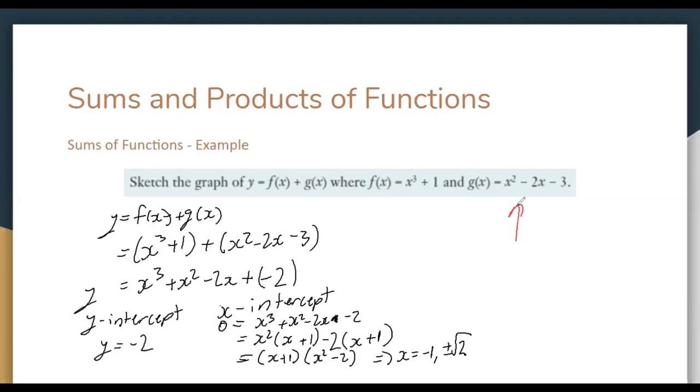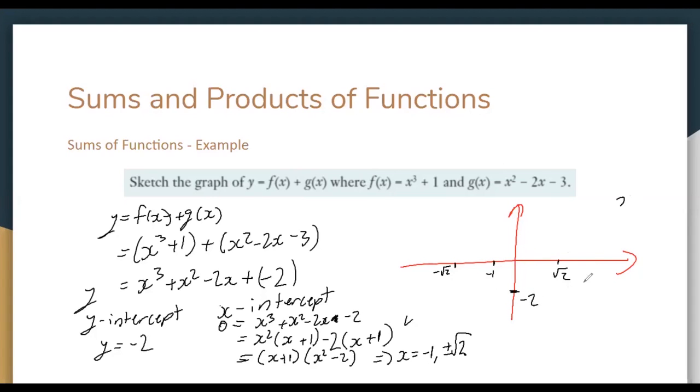So now let's graph this. We know it's a cubic and it's got a positive coefficient in front of x cubed, which means it's going to start down here and end up here. And we know that it's going to cross the x-axis at minus 1. That should actually be negative root 2, because negative root 2 should be further out than minus 1. And then minus 1. And it should also cross at root 2. And it'll cross the y-axis at minus 2.